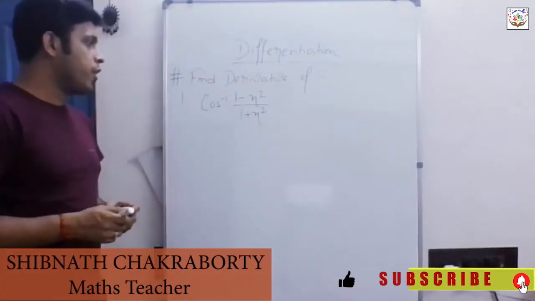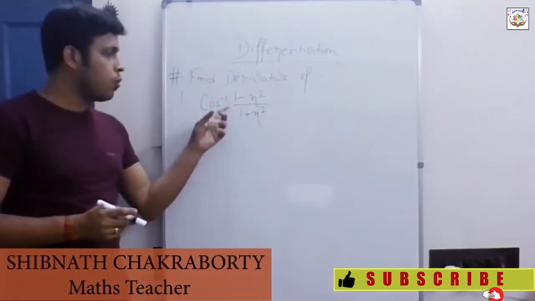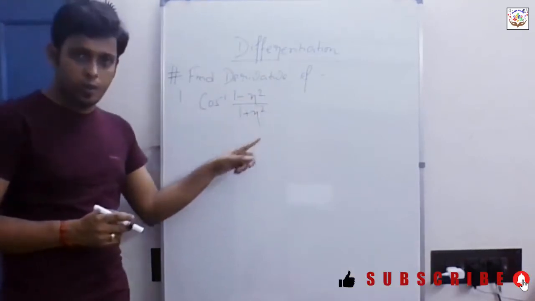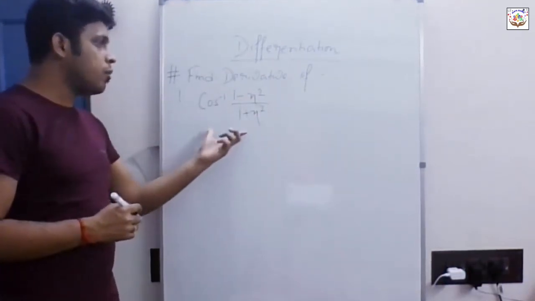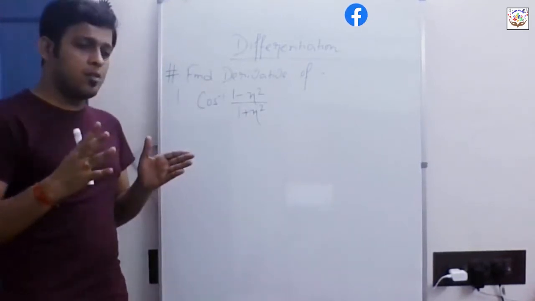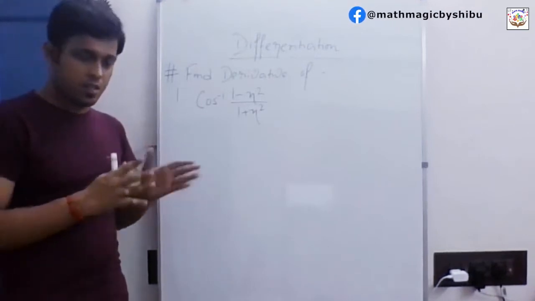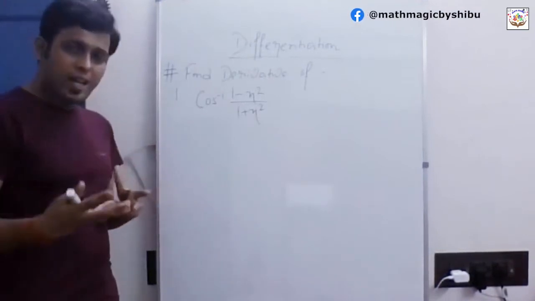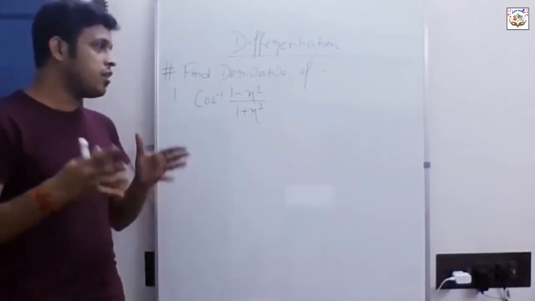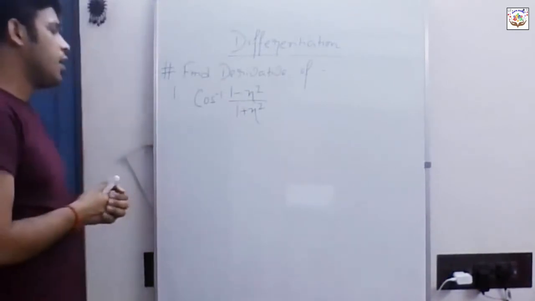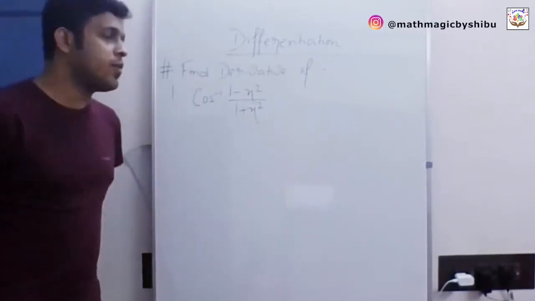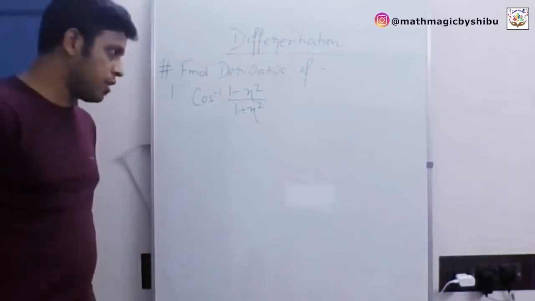Now we need to find the derivative of cos inverse of (1 minus x square) divided by (1 plus x square). To solve this kind of problem, we will not go into the formula of differentiation directly. We will try to simplify this problem. Thereafter, we will just calculate the derivative.